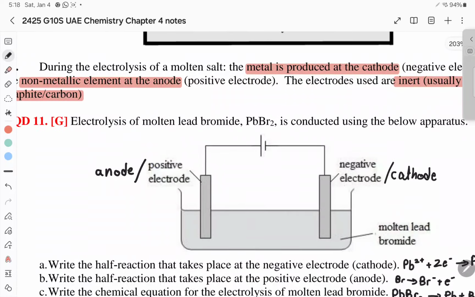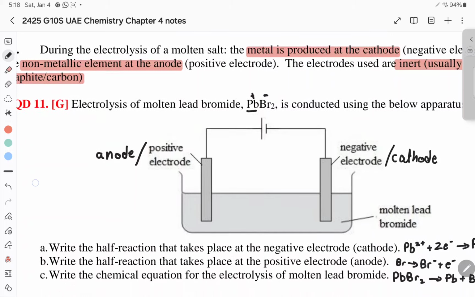So since it's PbBr2, Pb is the positive ion and Br is the negative ion. And anode is called the anode because the anions will go towards it, and the cathode is called the cathode because the cations, the positive ones, will go towards it.